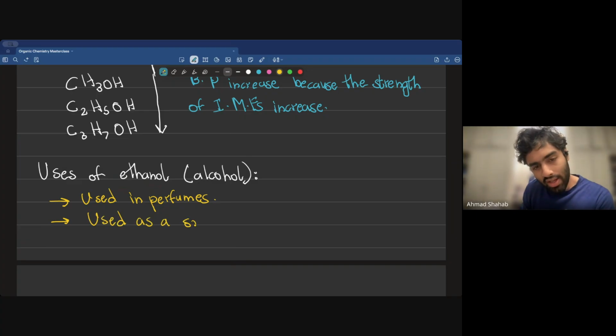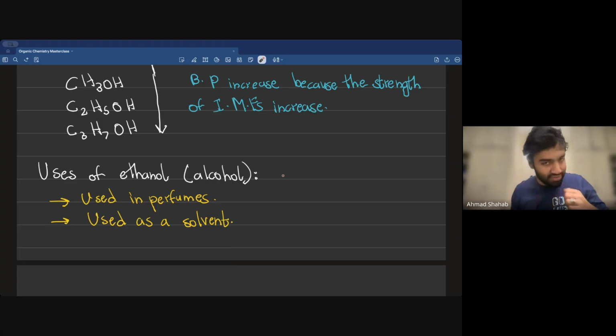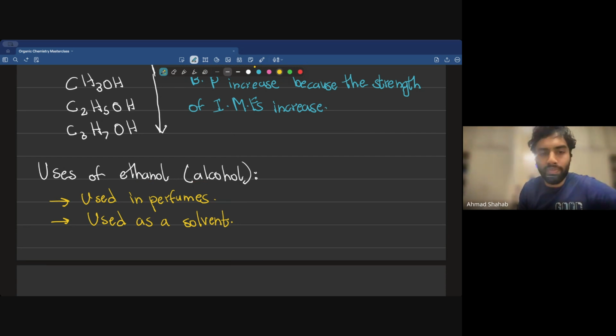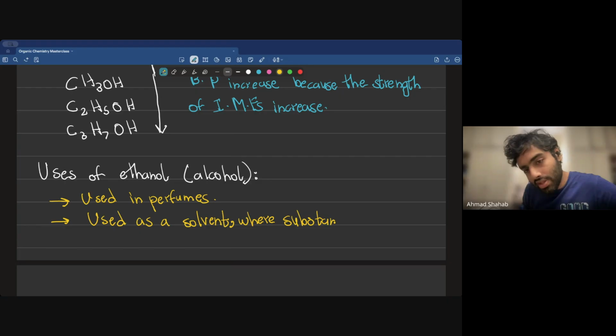Used as a solvent. If you have already studied the chapter on salt preparation, you must have come across the term dry the salt using an organic solvent. That organic solvent is ethanol. Why do we use ethanol? Why don't we use water? In many cases, we have some substances that do not dissolve in water. So when they are unable to dissolve in water, we use ethanol as an alternative so that ethanol can dissolve those substances. So it is used as a solvent where the substances cannot be dissolved in water, right?